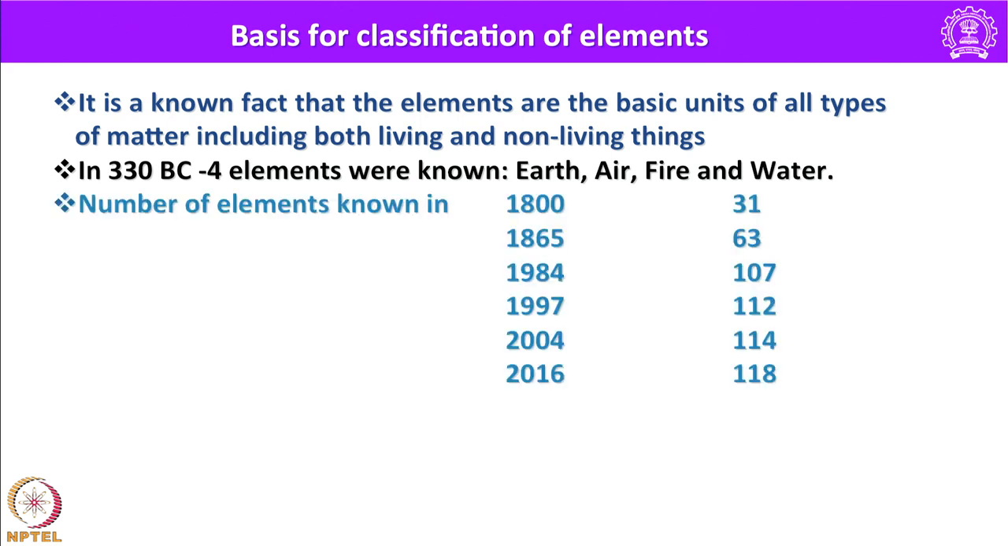However, in 1800, 31 elements were known, and that number rose to 63 in 1865. In 1984, that is after almost 120 years, 107 elements were known, and in 1997 another 5 elements were added to make it 112. In 2004, 114 elements were known, and in 2016 all 118 elements were known and all of them have been named.